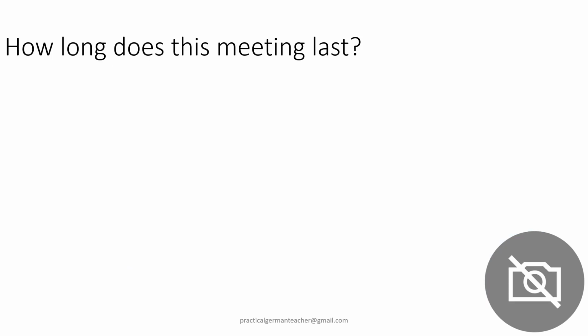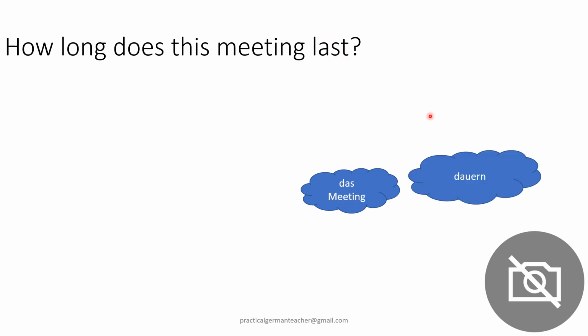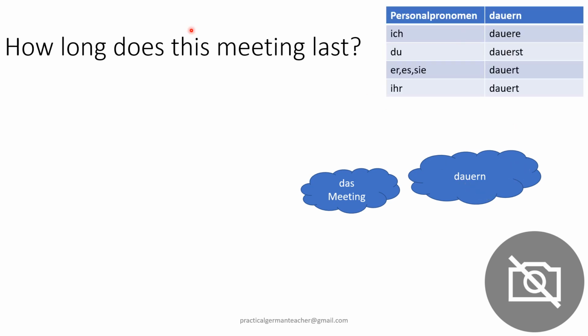How long does this meeting last? You might need this quite often during your professional working life. So how long does this meeting last? You know the word for meeting, das Meeting or die Besprechung. You need to know the verb for to last, and the one that is more appropriate here is dauern. You need to know the conjugation table. Here the subject is the meeting, so the third person. So you will use this conjugation, dauert, because you're talking about a third party. I believe that is obvious.